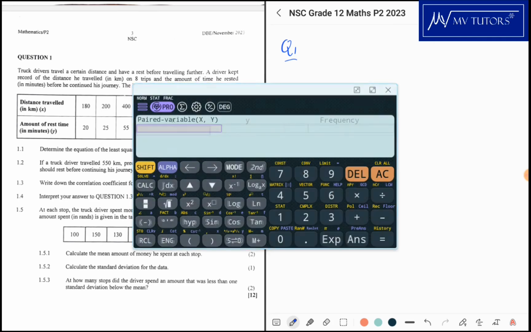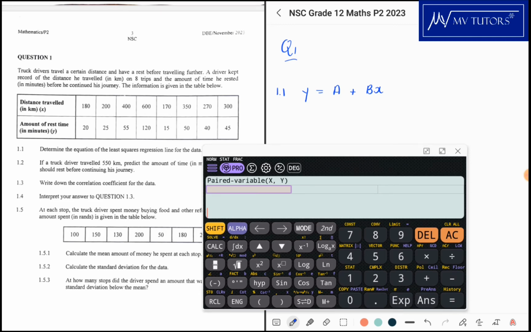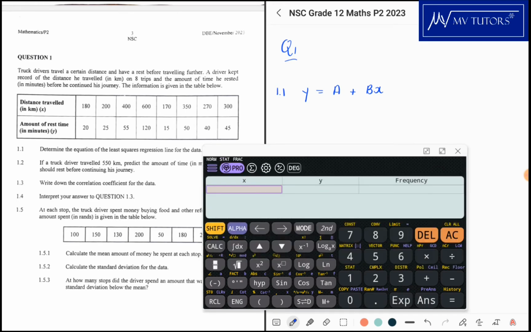Let me just do this, mode, get back again. A plus bx. We're going to put in 180, 200, 400, 600, 170, 350, 270, 300. All right, so that's the x.